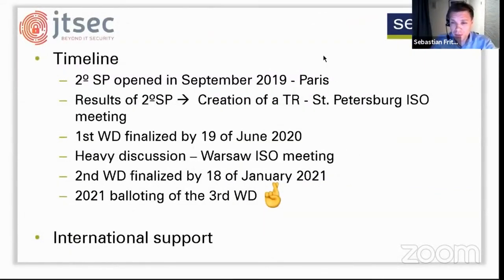So this is the timeline. This is more an organizational perspective on our ISO project. As Javier mentioned before, we started in the Paris meeting last year in September 2019. There, the second study period was opened, and then we had a discussion based on the study period results in the virtual St. Petersburg meeting, and there Working Group 3 in ISO decided that we have enough content or good reason to start with the TR.